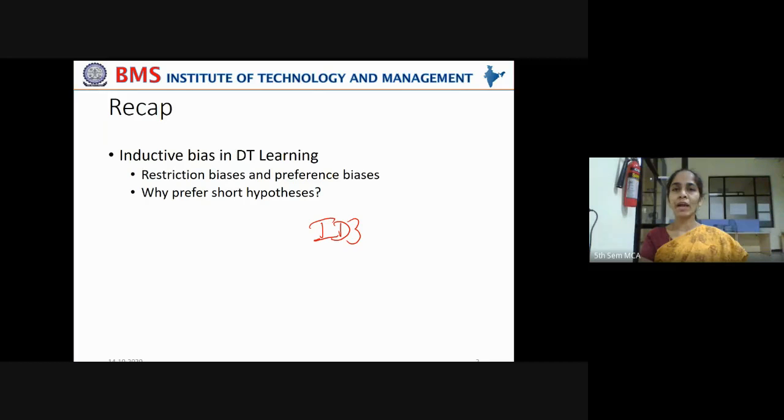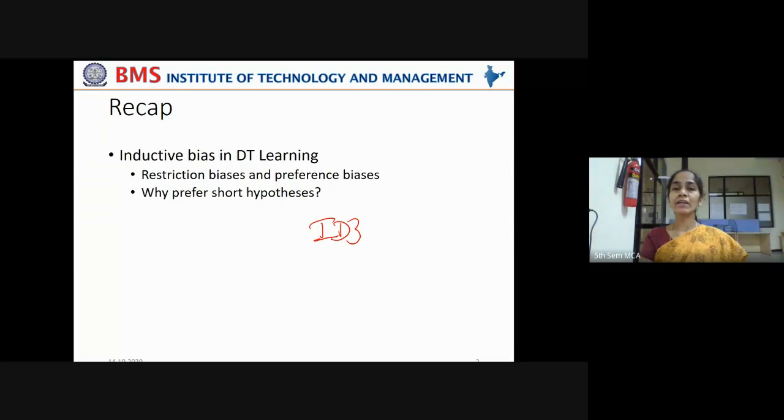And what about the Find-S and candidate elimination algorithms? What kind of bias is it? Preference or restriction bias? It's restriction bias. Why? Because the candidate elimination algorithm tries to minimize the version space to contain only hypotheses that are consistent with the training examples, right? So it is imposing a restriction on the hypotheses that should be stored in the hypothesis space. That is why we call it restriction bias.